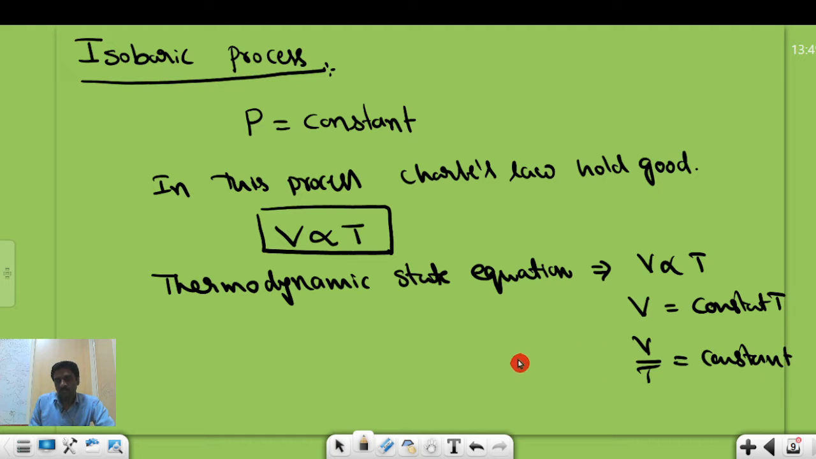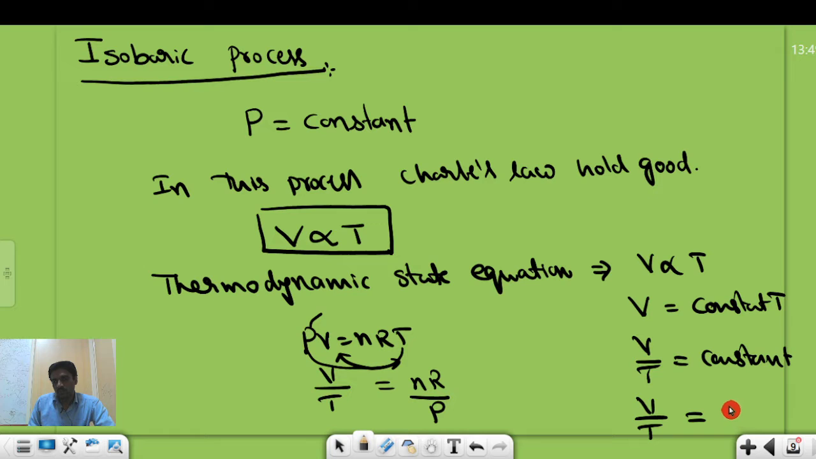Now as we are using an ideal gas, the gas will obey the ideal gas equation, PV is equal to nRT. From this equation, sending T to one side and P to the other, V by T is equal to nR by P. This is the formula we have. So that constant value is equal to nR by P. Here n is the number of moles of the gas, R is the ideal gas constant, and P is the pressure of the gas.